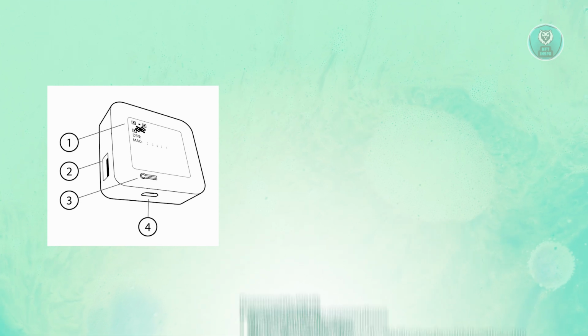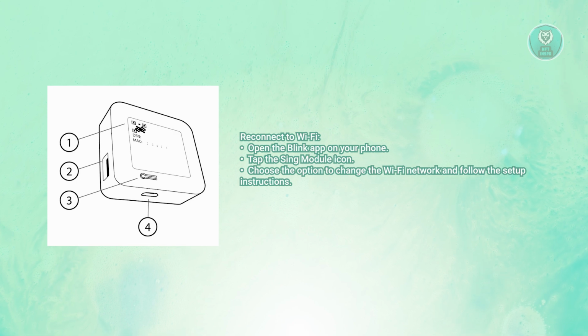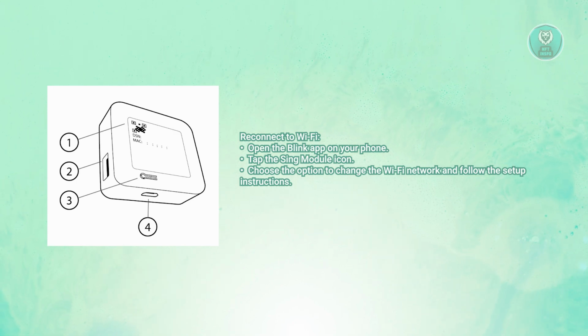Now, also, you might want to reconfigure your Wi-Fi. Open the Blink app on your phone there and tap on the sync module icon located on the bottom of the homepage. Select the option to change the Wi-Fi network from this list. Now follow the standard setup process to reconnect the module to your Wi-Fi network.